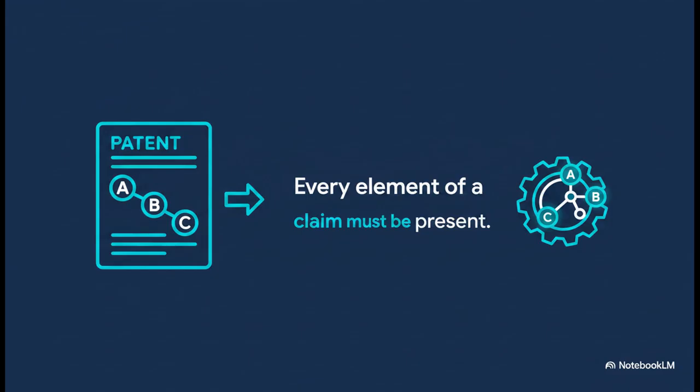Appearance is completely irrelevant. If your claim lists parts A, B, and C, and the competitor uses A, B, and C to perform the same function, they infringe your patent, no matter how different their product looks on the outside. That right there is exactly why utility patents are substantially harder to design around.